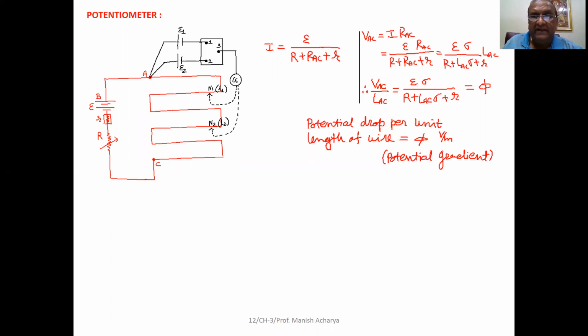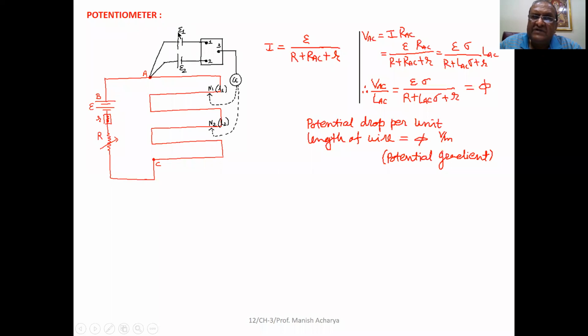Now, if you want to find the EMF of the cell, then you have to make an arrangement in which the current flowing through the cell becomes zero. So if current flowing through the cell becomes zero, then whatever is the potential difference obtained across two terminals of the cell itself is the EMF of the cell. Now to find out the EMF of the cell or comparison of EMFs of the cell, we have to connect those cells as shown in the figure.